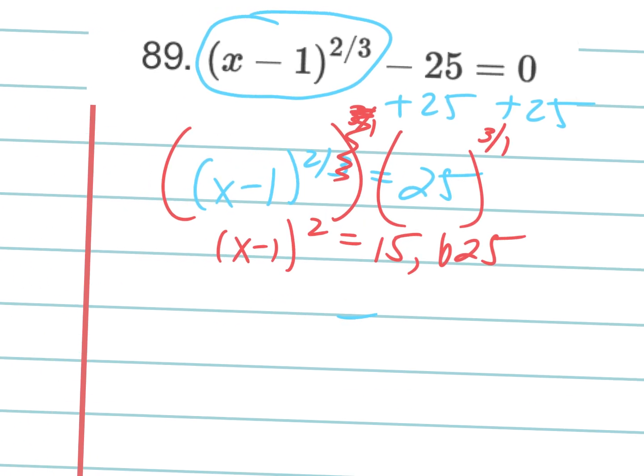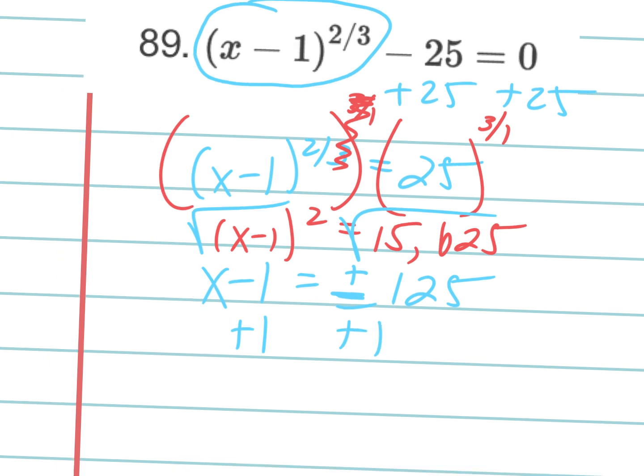Just go ahead, guys, and take the square root of both sides. So I have x minus 1 equals, when you take the square root, you have plus or minus in front of your answer. And the square root of 15,625 is 125. And then our last step is to add 1 to both sides.